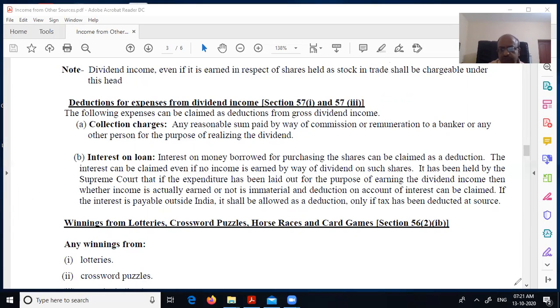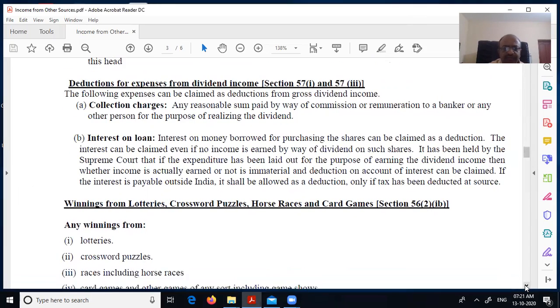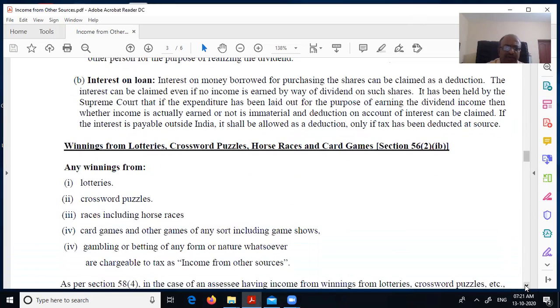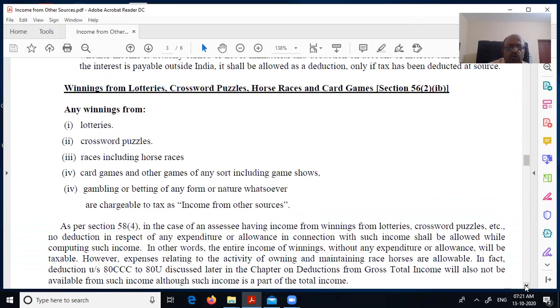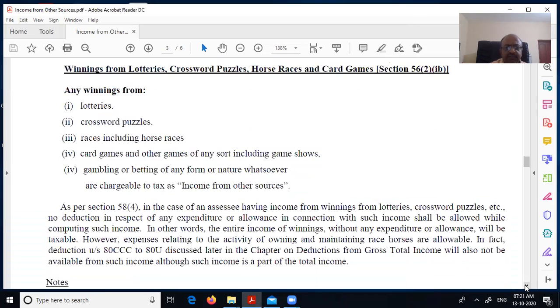Let's move on. This is not a very difficult section, except dividend, where there is a lot. Now, winnings from lotteries, we have already seen the same thing. What we looked at in the charge section, same thing. These are all covered under other sources, so I'm not getting into detail of this. There is nothing much here. If the income is net, you have to gross it up.